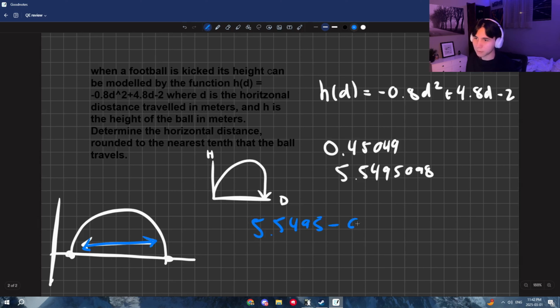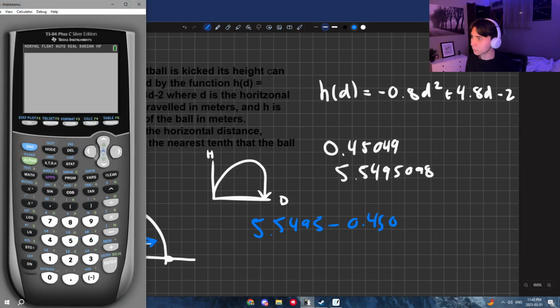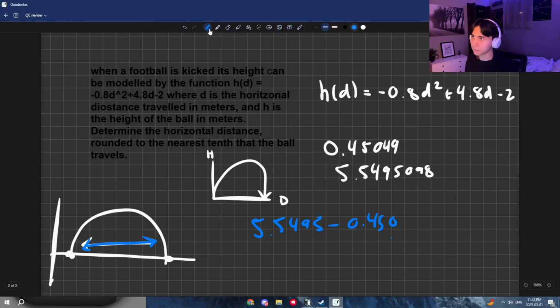So we're going to do 5.5495 minus 0.45049, and this is going to give us 5.09 as our final answer here. Since we're rounding to the nearest tenth, we're going to get 5.1 meters as your final answer here.